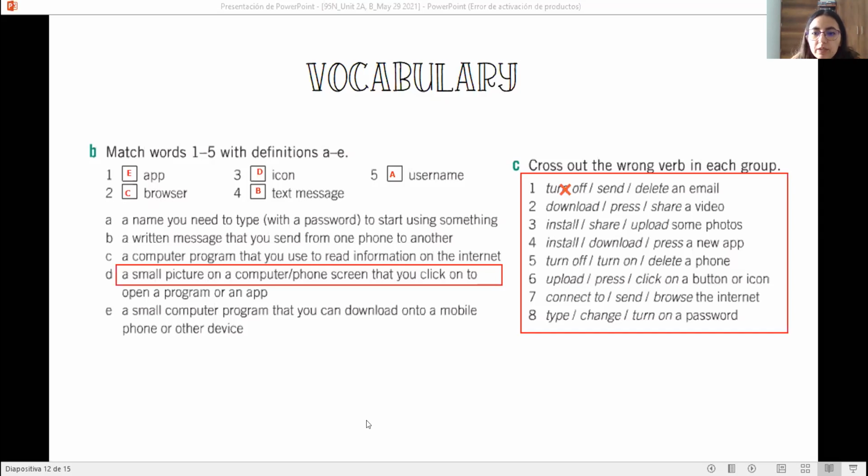Let's move to number 2. What's the wrong one here? Press. Press, right? We cannot press a video. No podemos presionar a video. We can download or share a video. Sí podemos descargar o compartir. Number 3, install, share, upload some photos. Install.